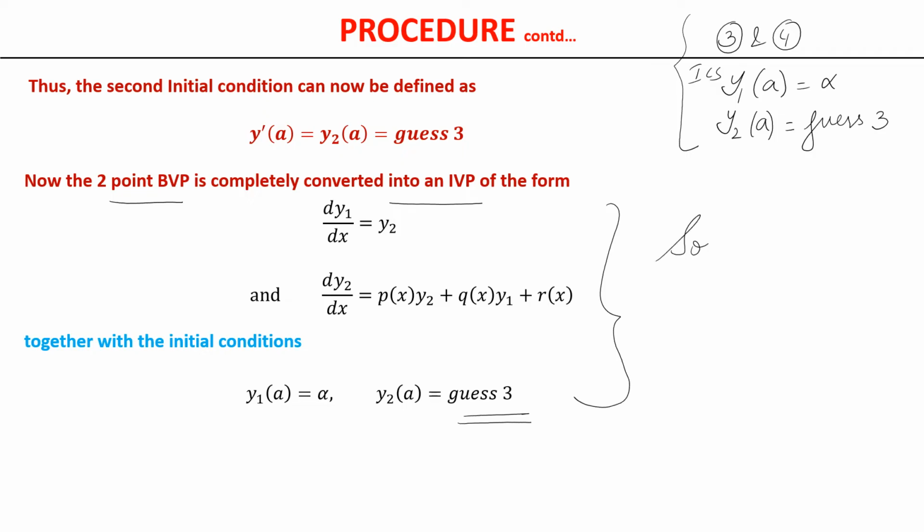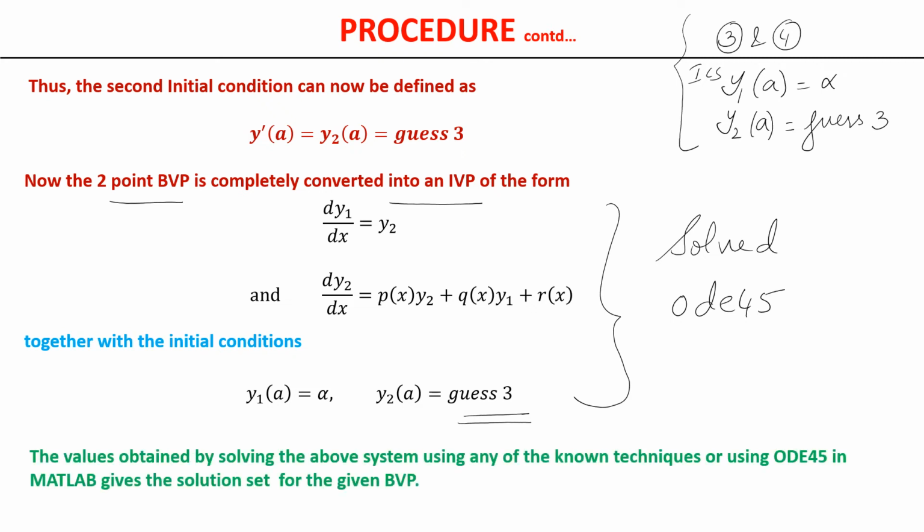Now this can be solved manually, or you have a lot of packages available. I will be using MATLAB here to show you, where we use the ODE45 package in order to solve it. It can also be done using Mathematica, and then check whether our y1 of b is equal to beta. This is the procedure. Let's apply the procedure to a problem in our next slide.